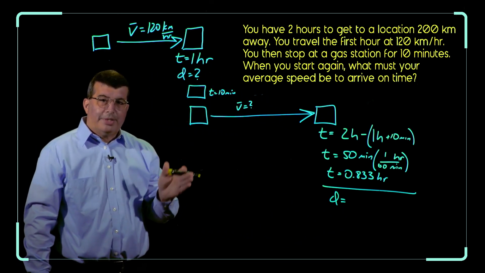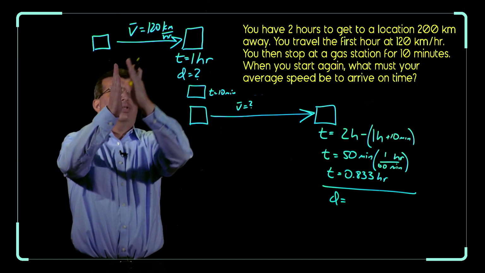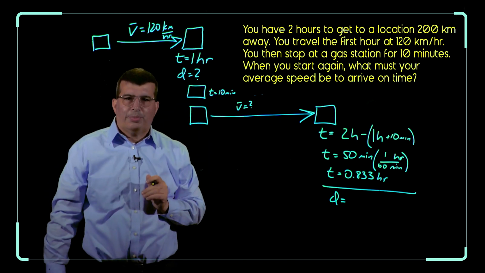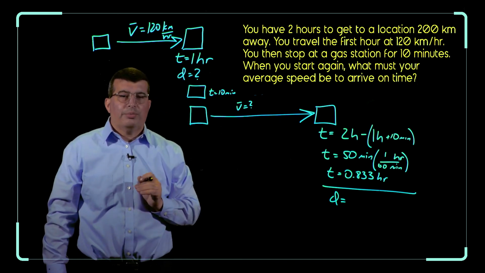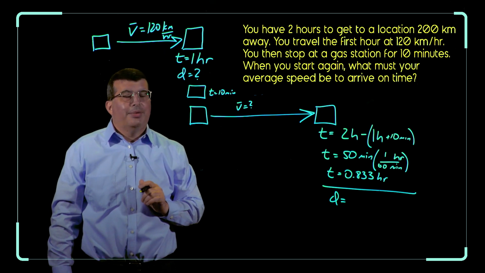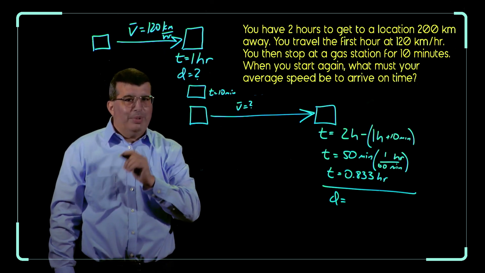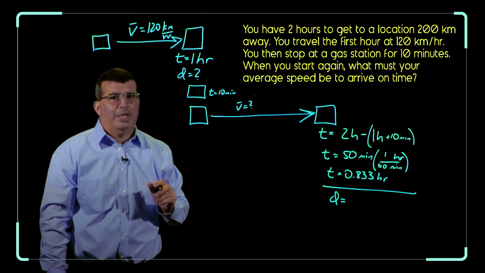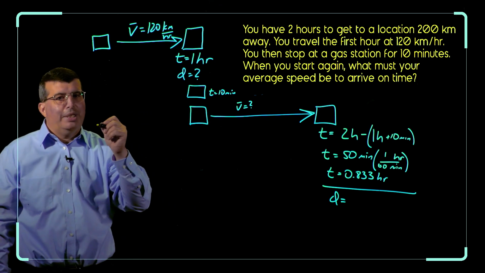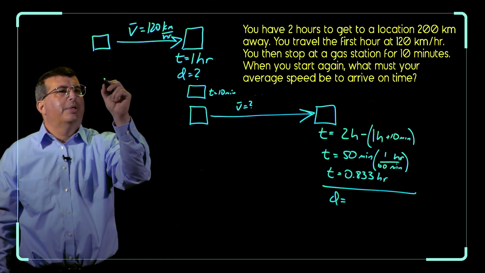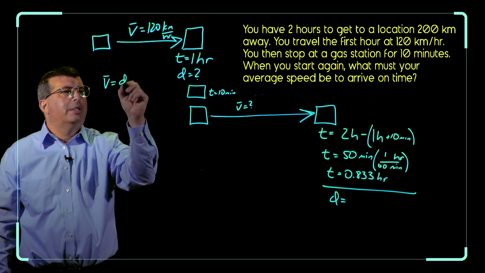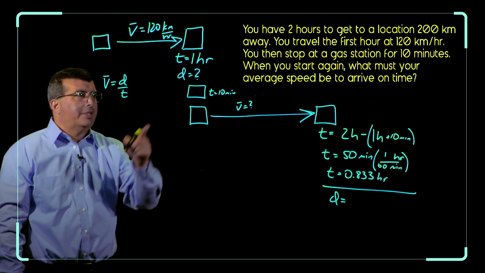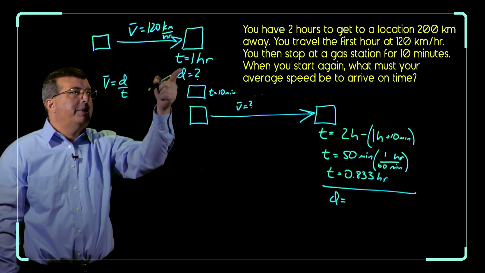Well, just like the time, the distance is whatever's left over from the first part of your trip. Well, what was the distance of the first part of your trip? That's an unknown. Can we do anything about that? Yes, we can. We can use our starting equation. Our starting equation is average speed equals distance over time. We're looking for distance in this case. We know average speed and time.